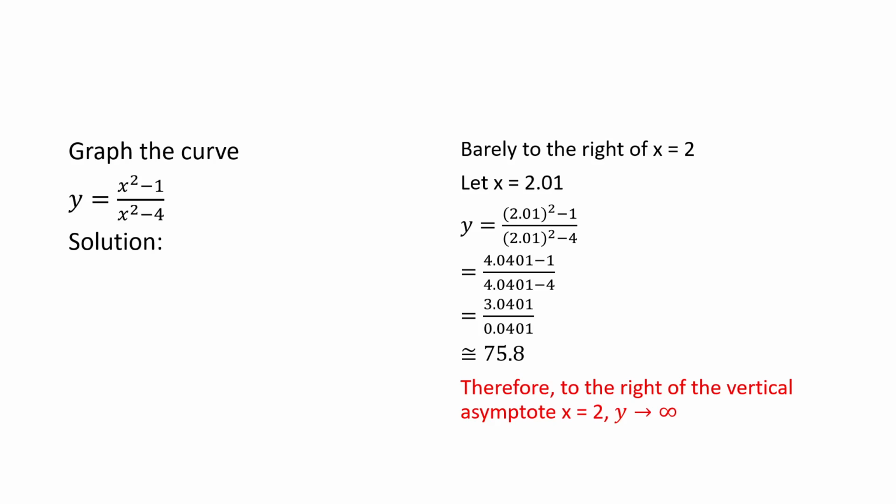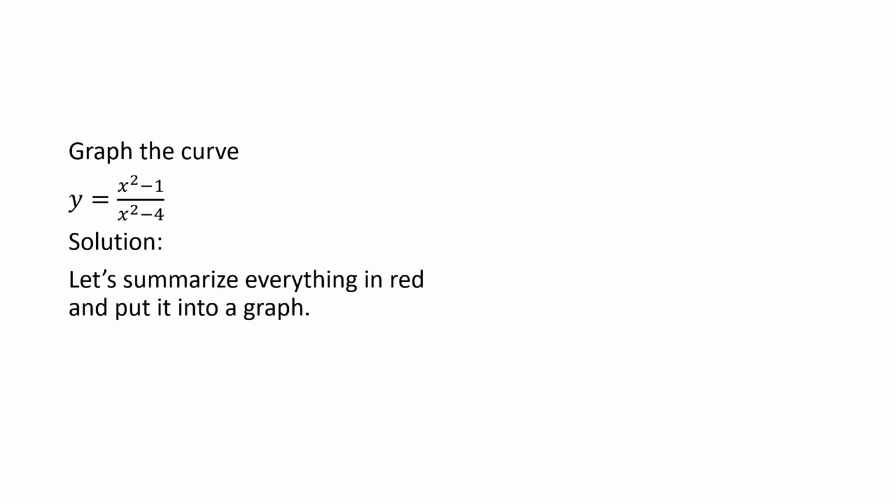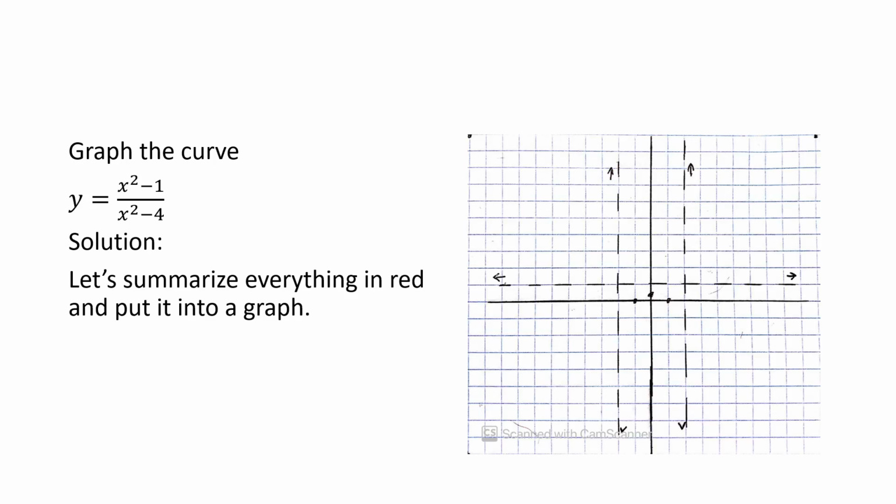We get a y value of roughly 75.8. And that tells us that y is going to infinity slightly to the right. So all the stuff that we put in red, we're going to summarize it, and we've got it indicated here. We're going to do our best job to graph a curve that respects everything that we have listed. Now, is this going to be a perfect curve?